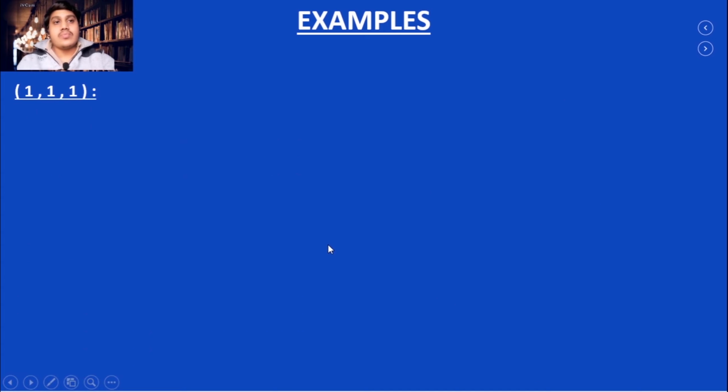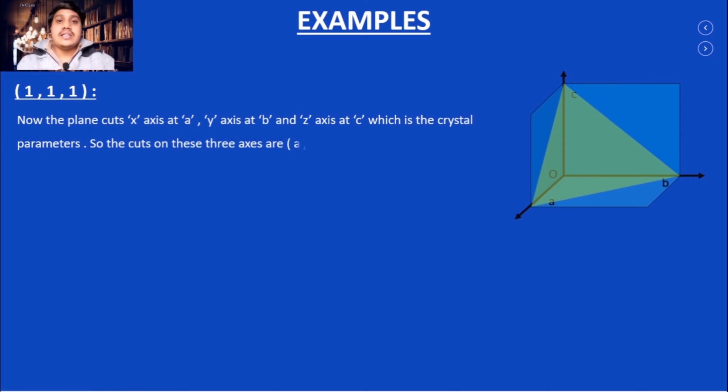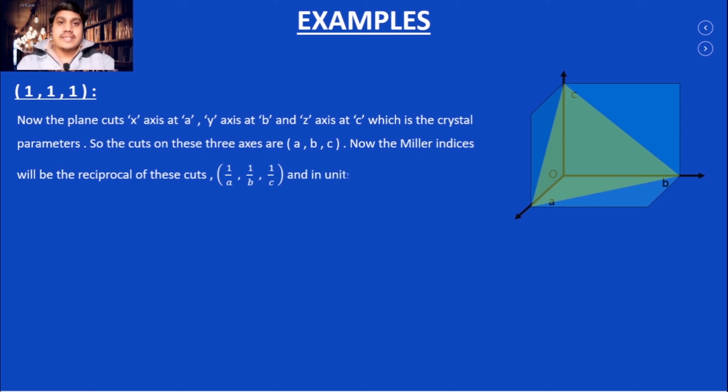Now another example, 1, 1, 1. Again we take a plane. As you can see, the plane has cuts with all three axes. It cuts the x-axis at a point A, the y-axis at a point B, and the z-axis at a point C. So it is very easy. Now just take the reciprocal of them: 1 by A is to 1 by B is to 1 by C, and in the unit of A, B, and C, we get 1 is to 1 is to 1, which is the Miller indices of the plane.